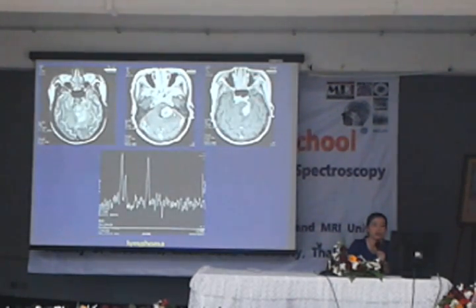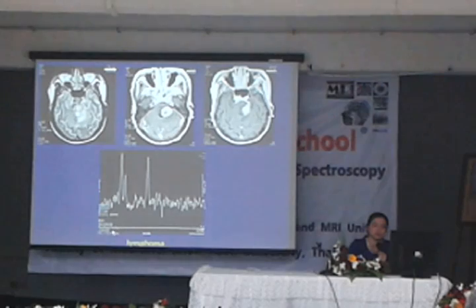On the second one, this case is an HIV case. We got a mass in the brain stem, and we put the box cell on it. And we detect a very high choline peak. That's very useful for us to make the diagnosis of tumor in this case.